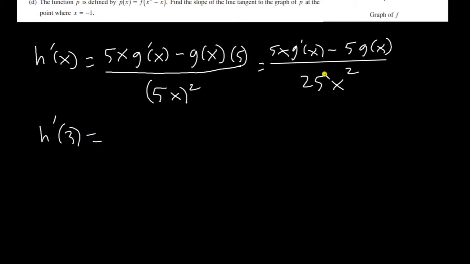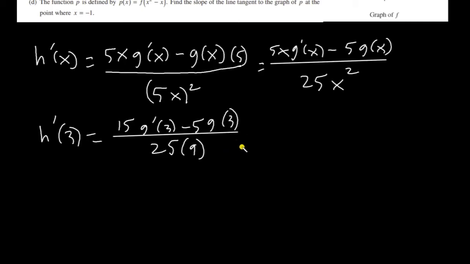Just plug in 3 into everywhere here. So I'm going to get 15 g prime of x, because 5 times 3 is 15, minus 5 g of 3 over 25 times 9, because 3 squared is 9. Okay, now we have to figure out g prime of 3 and g of 3.